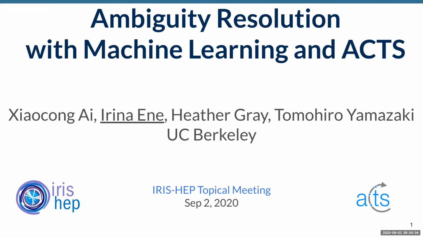Okay. Hello, everybody. My name is Irina, and I'm a grad student at UC Berkeley in the physics department. And today I would like to tell you about the work that I have been doing over the past summer with the ACTS group at UC Berkeley on trying to use machine learning to ambiguity resolve reconstructed tracks within ACTS.